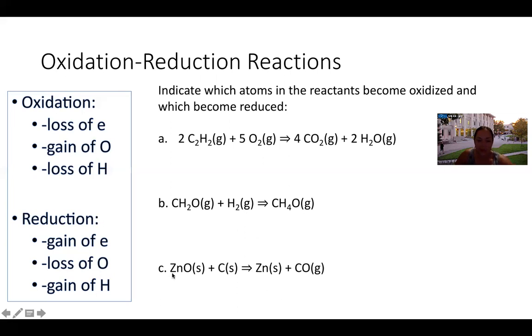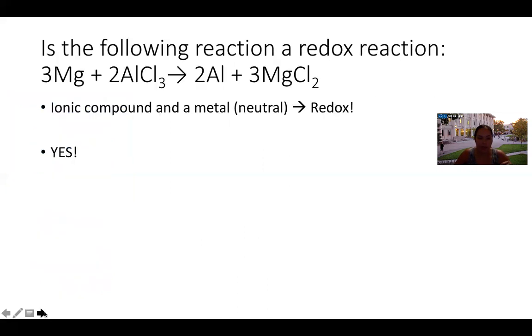Let's look at this last example. This is the zinc oxide plus carbon. So we can see that zinc oxide had an oxygen and now it doesn't. So that's a loss of oxygen, which comes under our reduction definition. The carbon had no oxygen, but it gained it. So a gain of oxygen is an oxidation. So zinc gets reduced, the carbon gets oxidized. Okay, so that's kind of a brief look at oxidation reduction reactions.